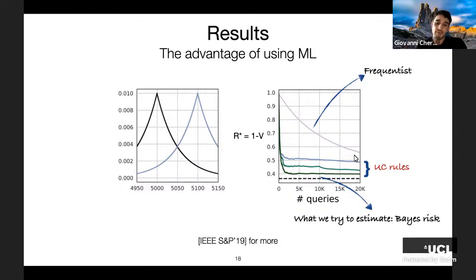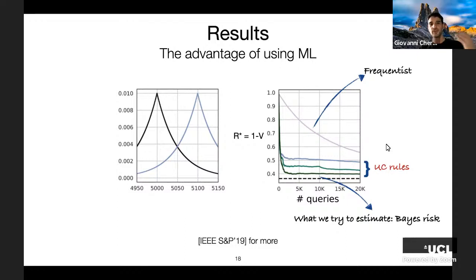And the observation is very simple. The ones at the top and at the bottom are all universally consistent rules. These are K nearest neighbor and so on. Whilst the one in pink is the frequencies approach, which was kind of the de facto standard before our methods.